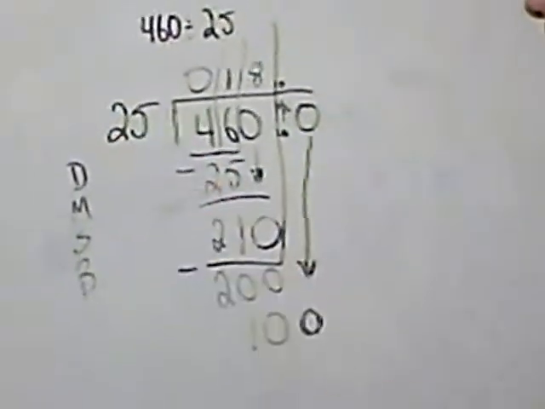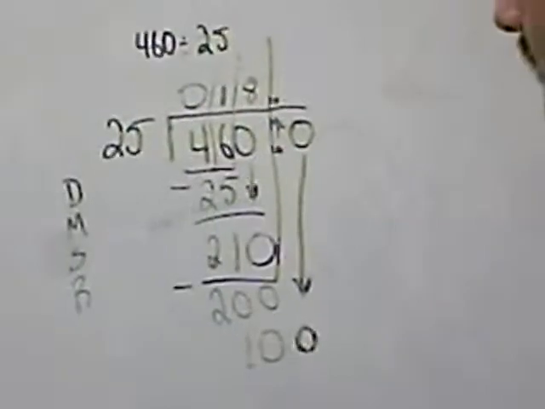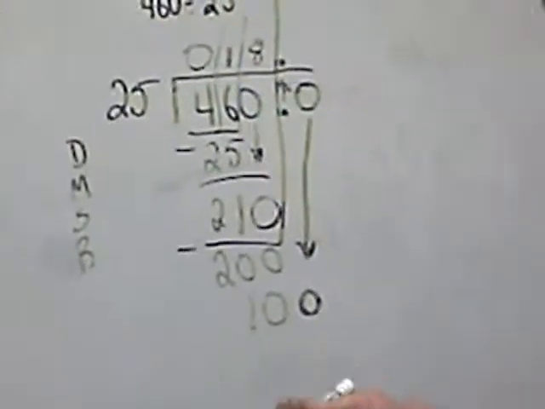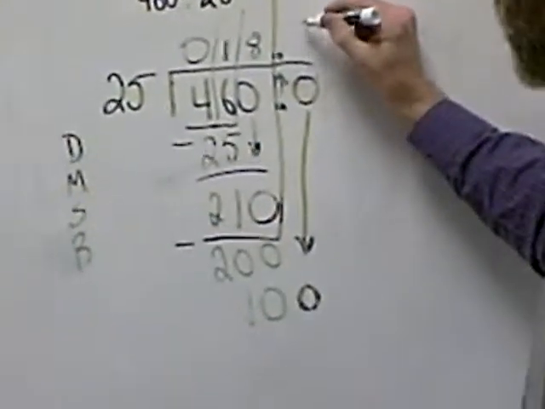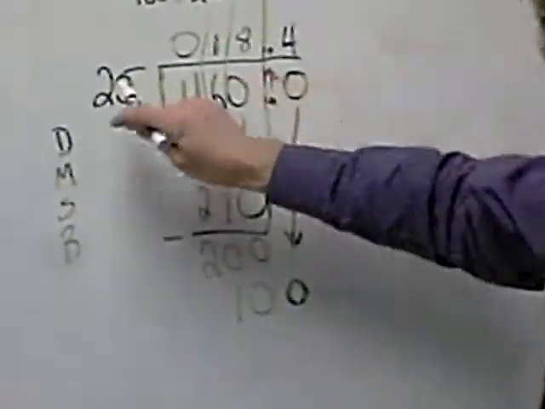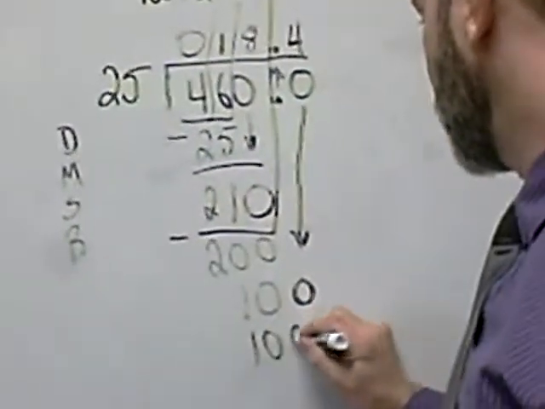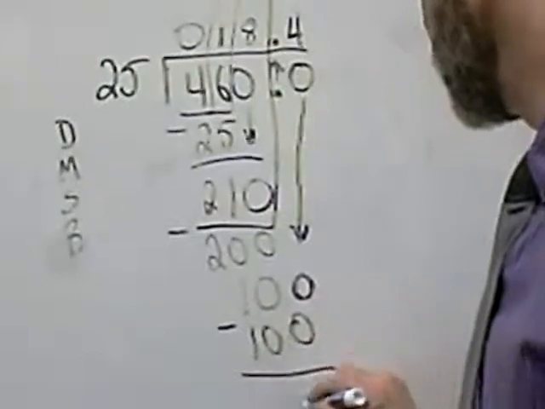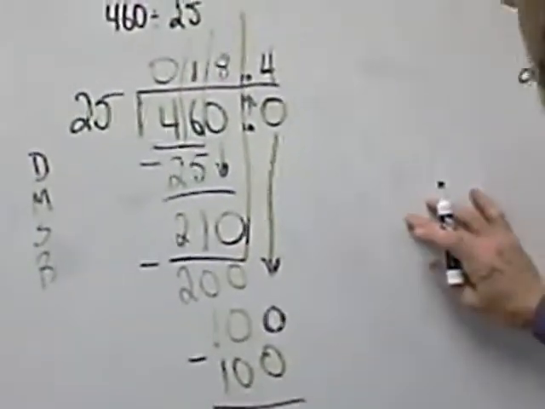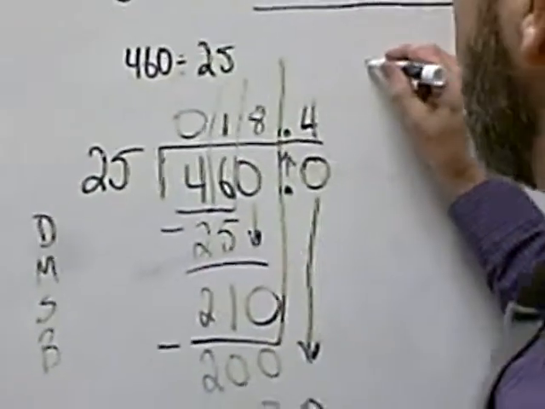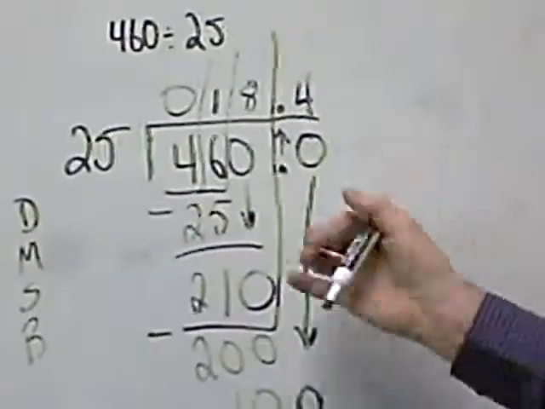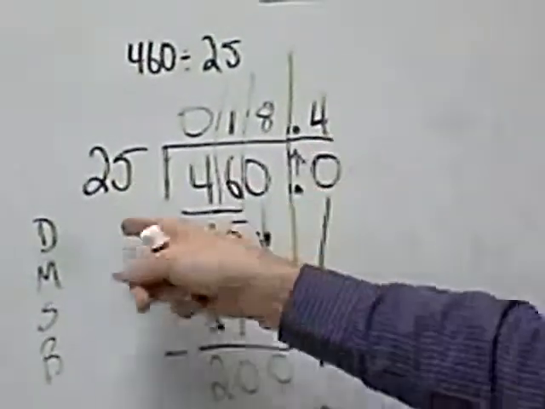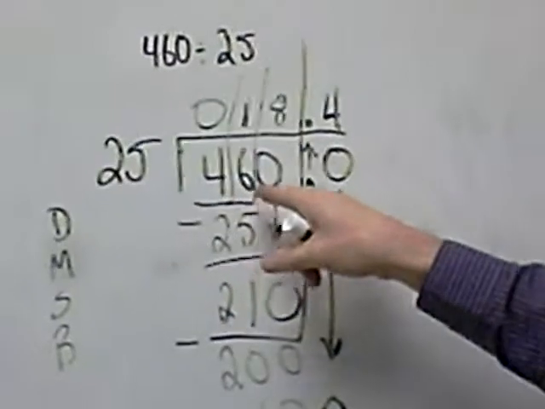Okay? So now, how many times does 25 go into 100? Well, I know 25 goes in 4 times. 4 quarters makes $1. So, 4 times 25 gives me 100. 100 minus 100 is 0. So, my answer now is 18 4/10. I should be able to multiply 18 4/10 by 25 and get 460.0.